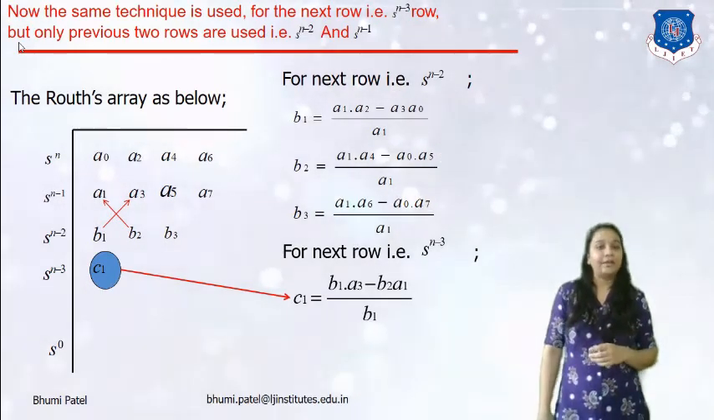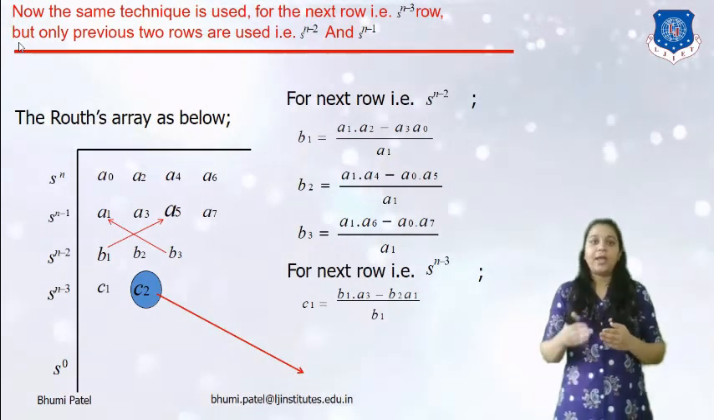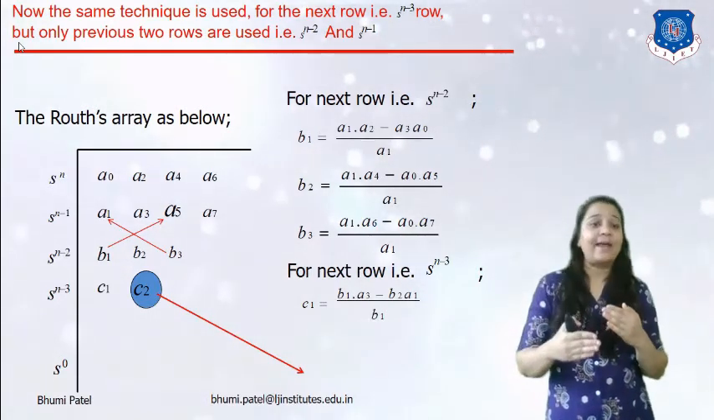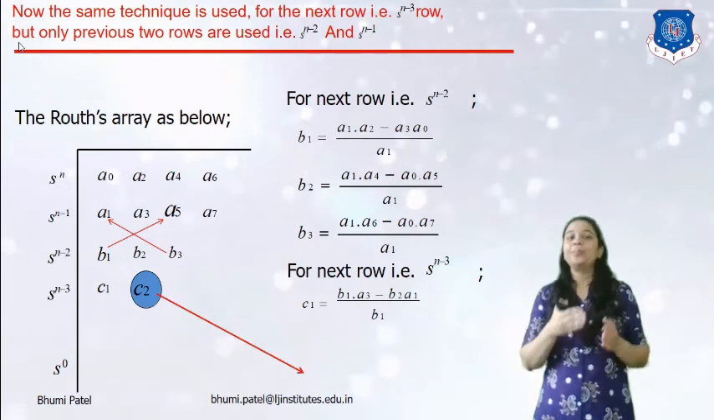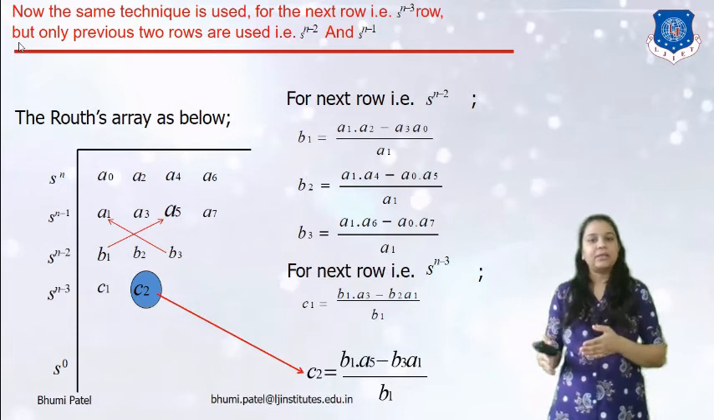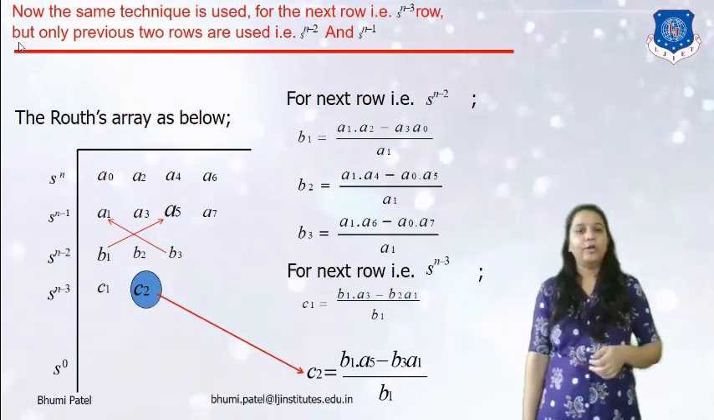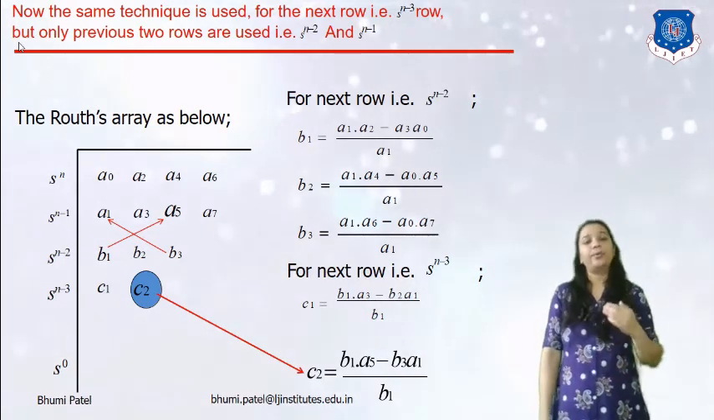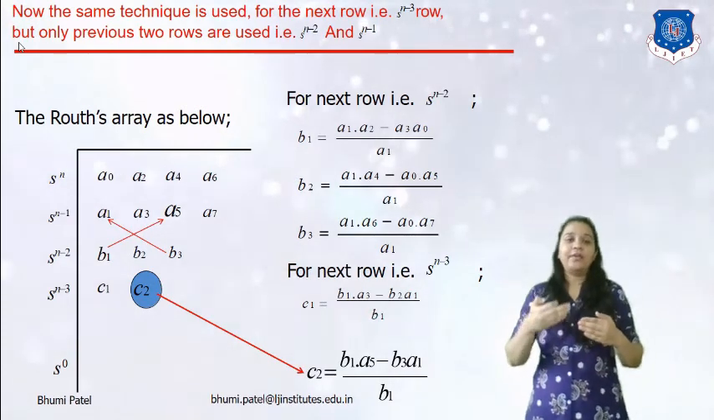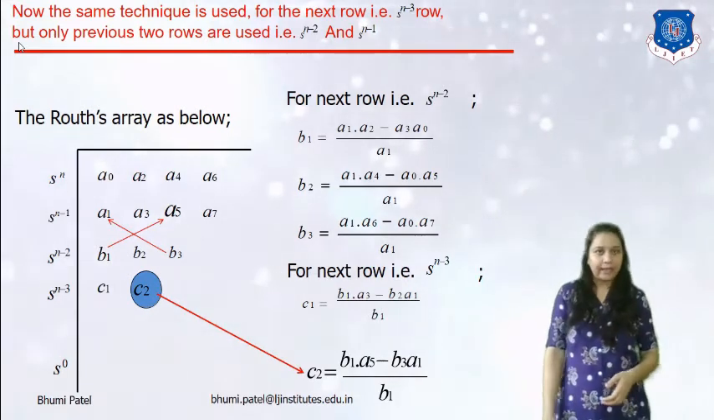Now we have to find the value of c2. For c2 we skip the second column and consider the first and third, and the equation becomes: c2 is equal to b1 into a5 minus a1 into b3, upon b1. So this is the value of c2. Now up to s raised to 0 we have to find the values of d1, e1, f1, and we get the Routh array table.